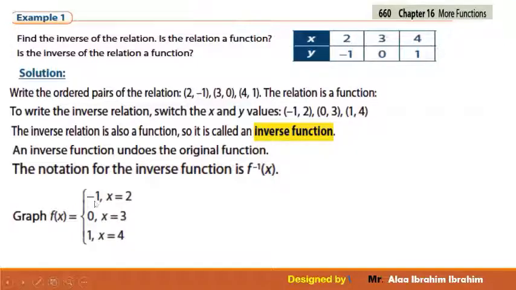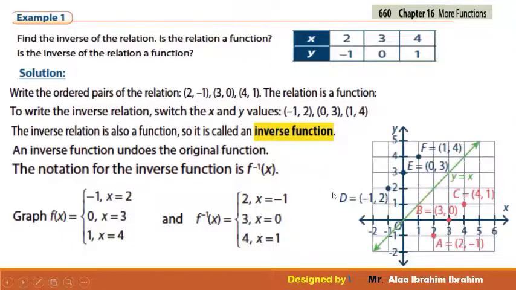So if we have 2, my y is -1, meaning f of x. If we have 3, my y is 0. If we have 4, my value here will be 1. But if we switch, the inverse will be the opposite. So my x is -1. So this will be x and this will be y. This is my inverse.